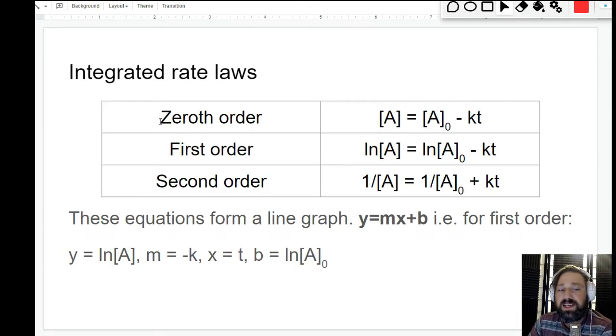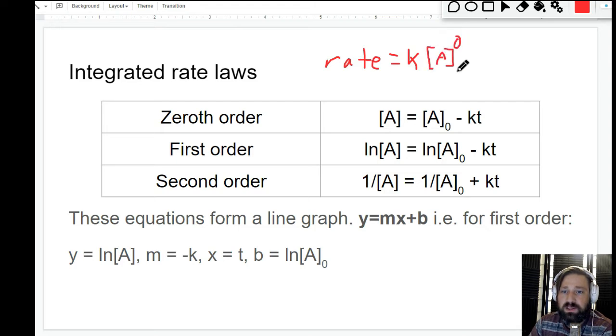So if you have a zeroth order reaction, remember what that looks like. That's where rate equals the rate constant. And you might have your A here to the zeroth power, but remember this is just 1, so rate equals k. If that's the case, then this is going to be the equation, the integrated rate law, you use. And you may notice that on your constants and equation sheet, these are all there. So don't worry.